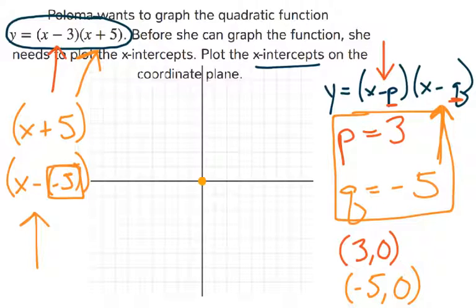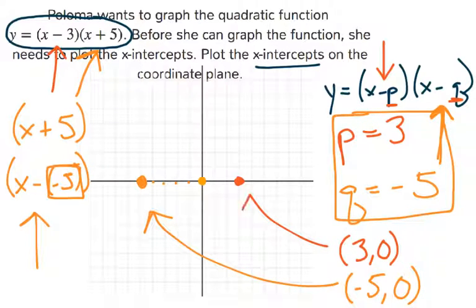Let's do that real quick. P would be (3, 0), so that'd be 3 over to the right there. And then (negative 5, 0) would be to the left. So 1, 2, 3, 4, 5, right there. So my two points would be (negative 5, 0) and (3, 0).